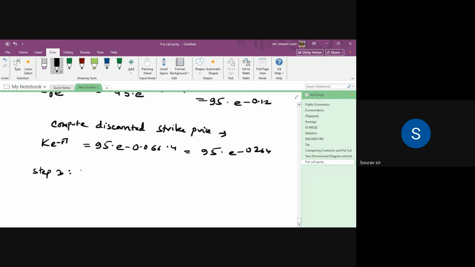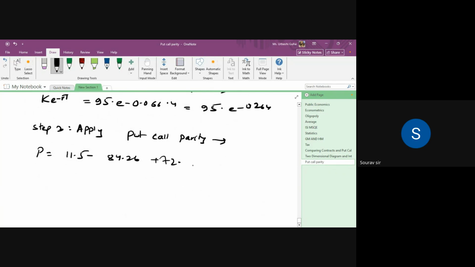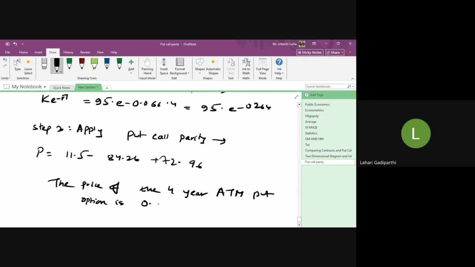Step 3, you apply put-call parity. So that is P is equal to 11.5 minus 84.26 plus 72.96. So the final answer will come. The value of the 4-year at-the-money put option is 0.6. Okay. So this is the way we have to do this sum.